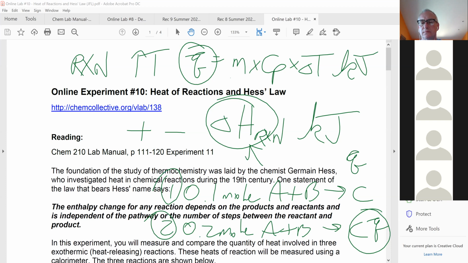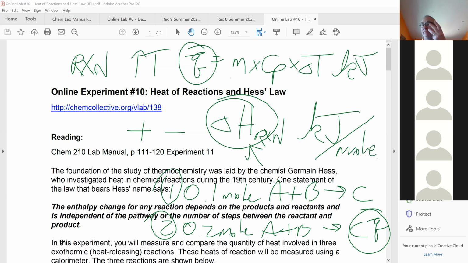Because it's the quantity that matters. Which quantity? Yes, it is the quantity that matters. So delta H is given in kilojoules per what? Gram? No. Remember, it's a chemical reaction. Mole, there you go. Delta H is always kilojoules per mole.